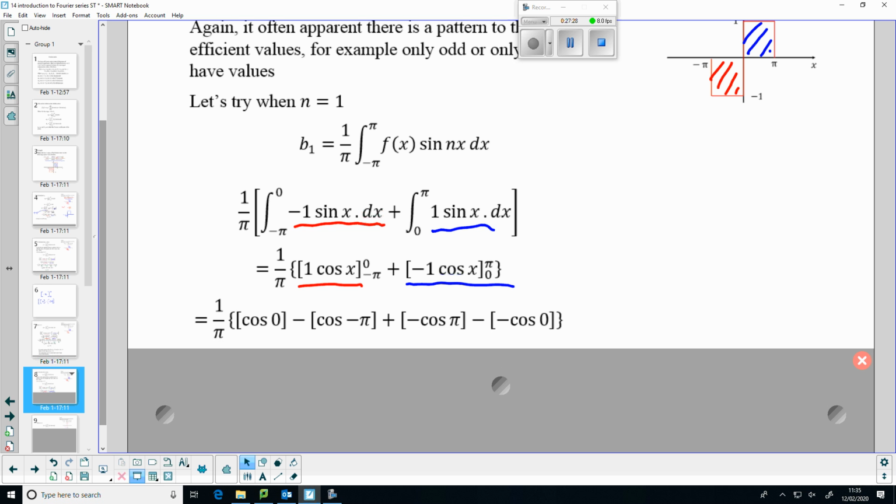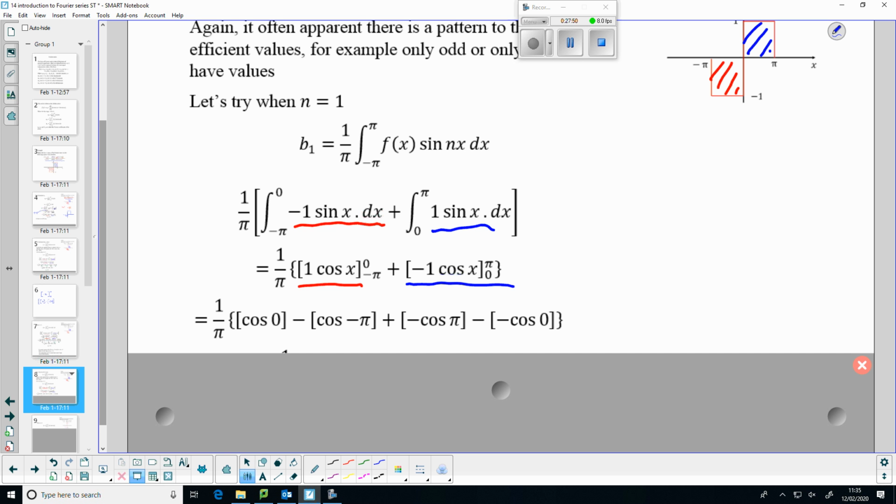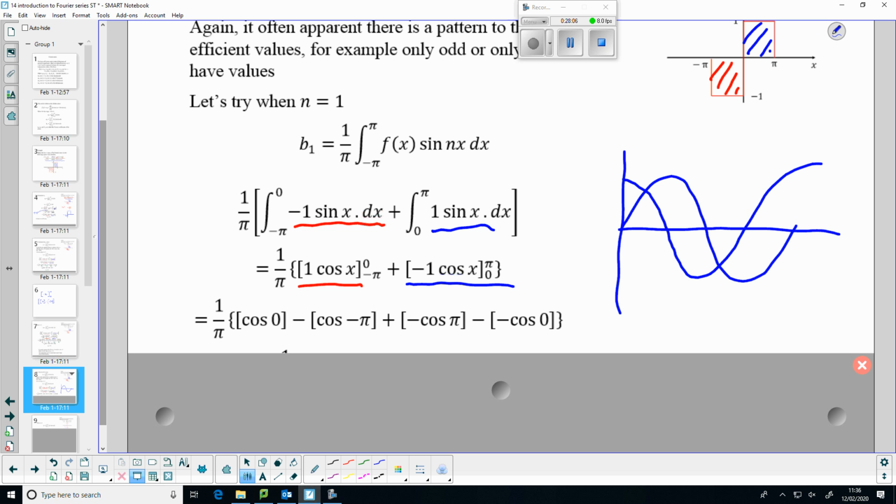When we expand that out, we get that. The 1 over pi is outside the brackets. We've got the cosine of 0, take away the cosine of minus pi, and add the cosine of minus pi, take away the cosine of 0. Yeah? Cosine of 0 is? That's the sine function. The cosine function starts at 1. That's sine. That's cos. So the cosine of 0 is 1.